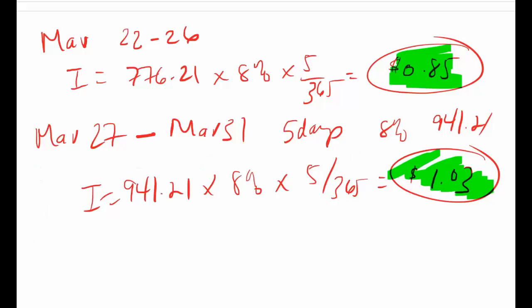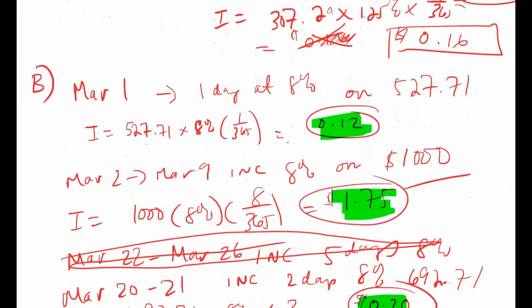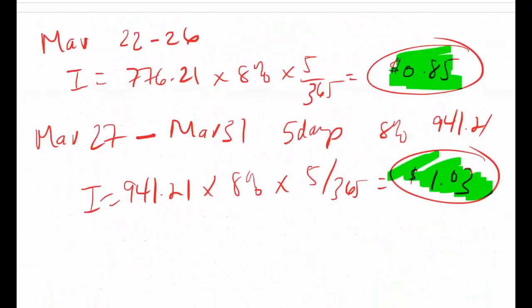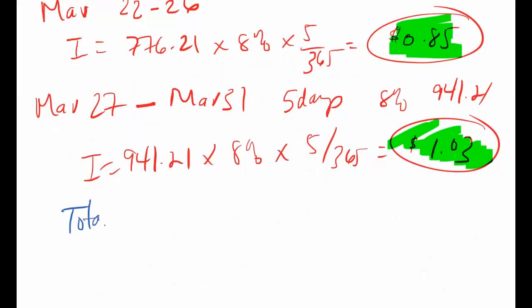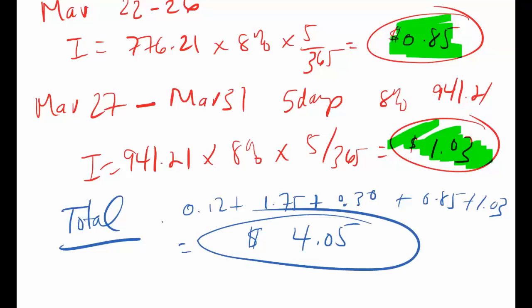So the total amount of interest is the 12 cents plus the $1.75 plus the 30 cents plus the 85 cents plus the $1.03, and that works out to $4.05. Total line of credit interest charged, $4.05. That's not including the overdraft.